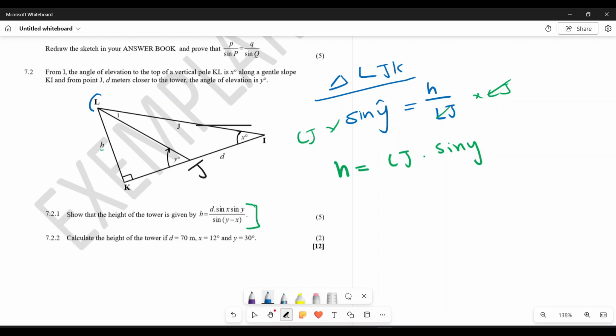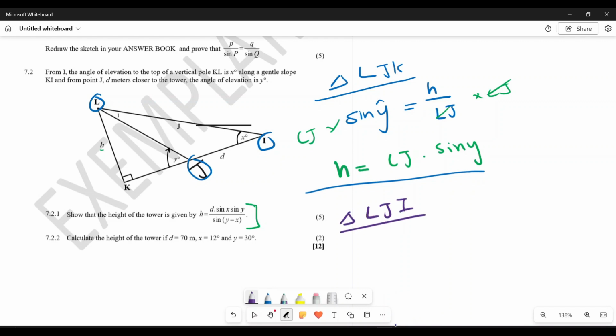So I'm going to use this triangle LJI. Because, as you could see, this triangle LJI is not a right-angled triangle, it means that I cannot use my trig identities. So let me first name my triangle right over here. Here I'm using triangle LJI.